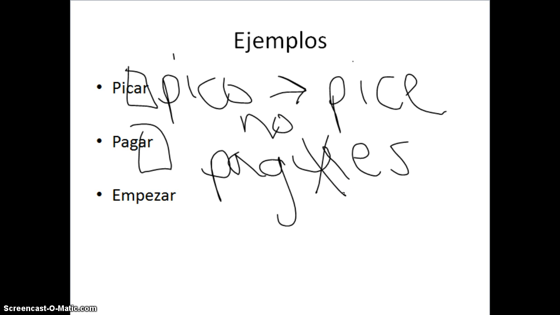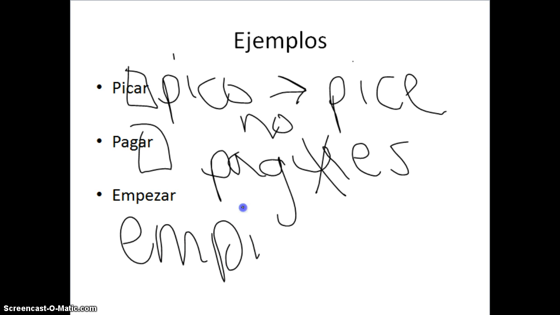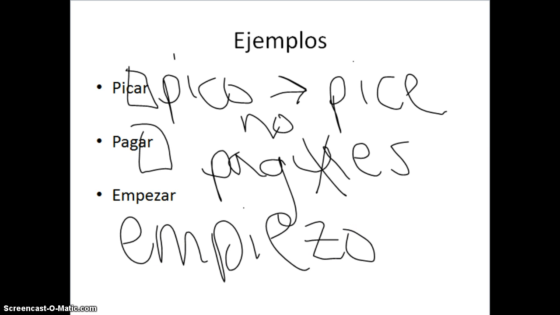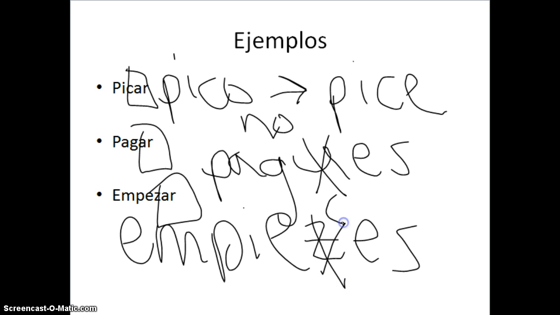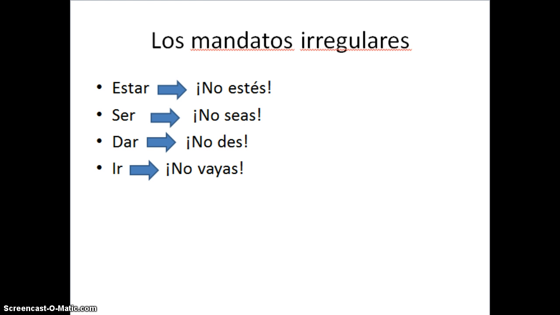So the yo form of empezar is empiezo. Alright? Then we take off the o, and we add on our ending. It's an AR verb, so we know that we add on an es, but that does not sound how we want it to, so we change this to c, empieces, and we add our no on. No empieces, alright? Let's keep going.